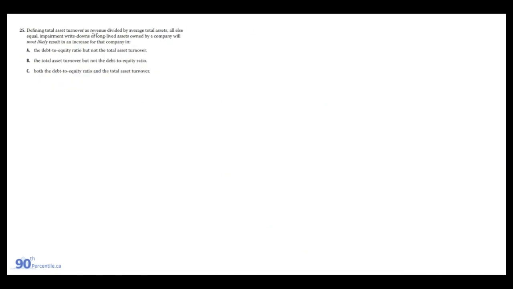We define total asset turnover as revenue divided by average total assets. So revenue over assets. All else equal, impairment write-downs of long-lived assets owned by a company will most likely result in an increase in, for that company, the debt-to-equity ratio or total asset turnover. Well, they give us a bunch of options. So basically what we're asked to do is figure out what an impairment write-down does to these two ratios, total asset turnover and debt-to-equity. So what happens when you actually write down a long-lived asset like PP&E?